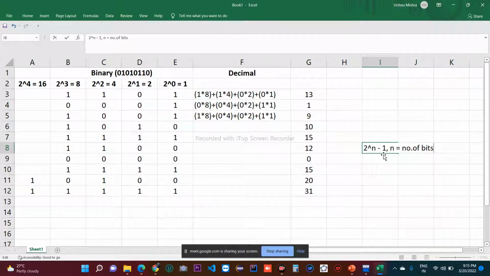So suppose we have 4 bits, let's say n is 4. Then 2 to the power 4 is 16, and 16 minus 1 is 15. So if we have 4 bits, we can print a maximum decimal equivalent of up to 15. Look, we got 15. This formula is nothing but the maximum decimal equivalent.